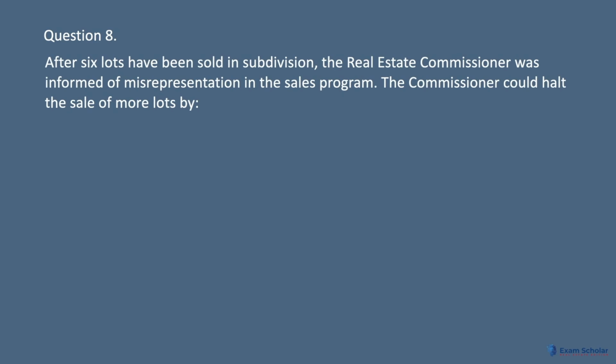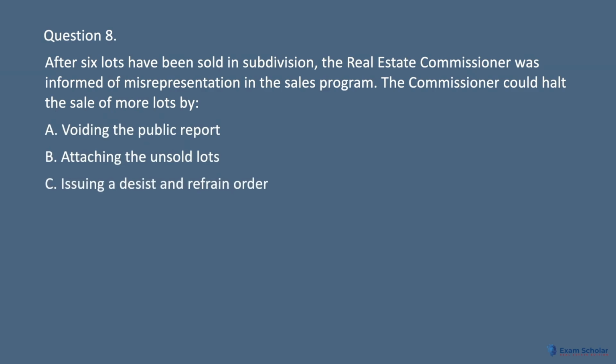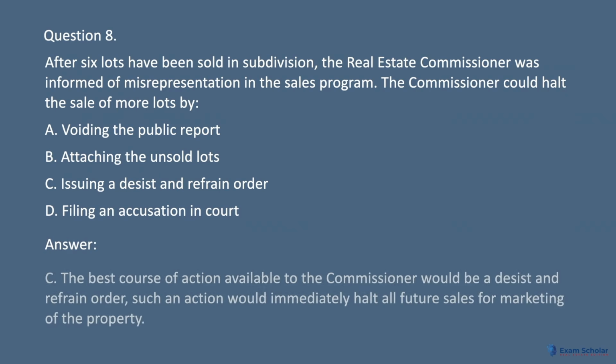Question 8. After 6 lots have been sold in a subdivision, the real estate commissioner was informed of misrepresentation in the sales program. The commissioner could halt the sale of more lots by: A. Voiding the public report. B. Attaching the unsold lots. C. Issuing a desist and refrain order. D. Filing an accusation in court. Answer: C. The best course of action available to the Commissioner would be a desist and refrain order. Such an action would immediately halt all future sales or marketing of the property.